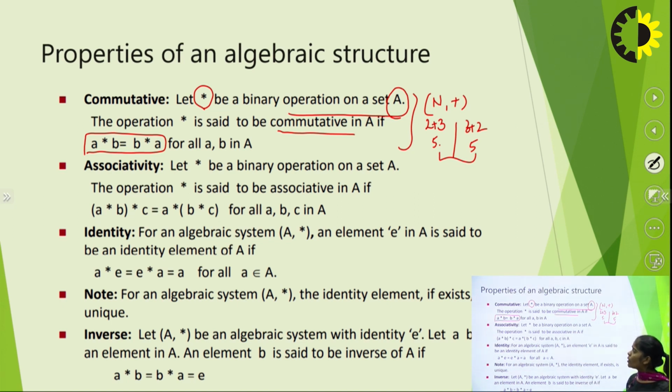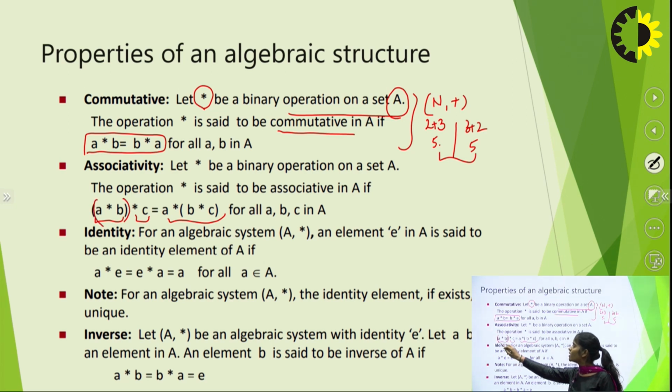After that, the second property is associativity. Here also we consider the operation is star and the set is A. Then associativity means (A star B) star C is equal to A star (B star C). Here the only difference is the brackets: here first we solve A star B and here first we solve B star C. If they are both equal, then we can say that the given operator follows the property of associativity, right? Now come to the third property, that is identity.